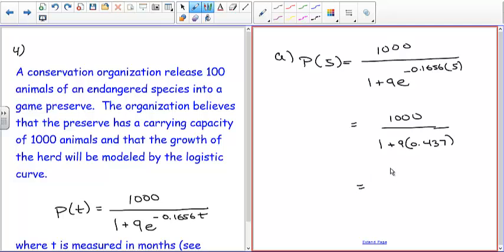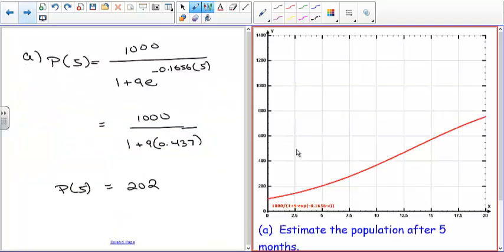And so if we take 1,000, divide by, you have to make sure you put this in parentheses, 1 plus 9 times 0.437, I come up with 202. And we can actually check that on the graph. So if we go to the graph, here's 5 months, here's 200. It's just a little bit above 200, so that looks pretty good.